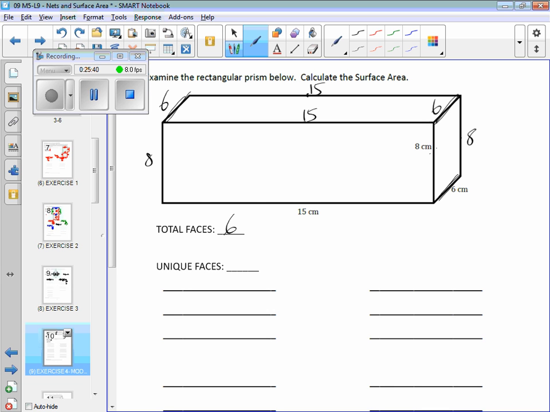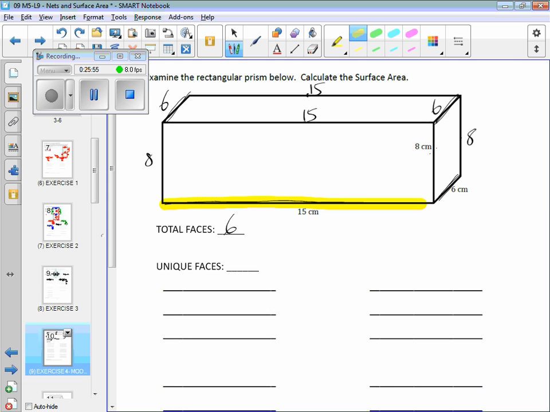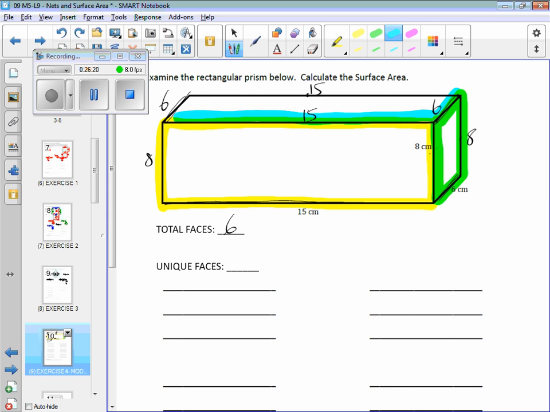Okay. Look, I'll color code it again. I'll use a highlighter. It's fine. I have a 15 by 8. That's 1. Then I have, what's this one? That's an 8 by 6, isn't it? And then I have this one, which is a 6 by 15. That's my 3 unique faces.